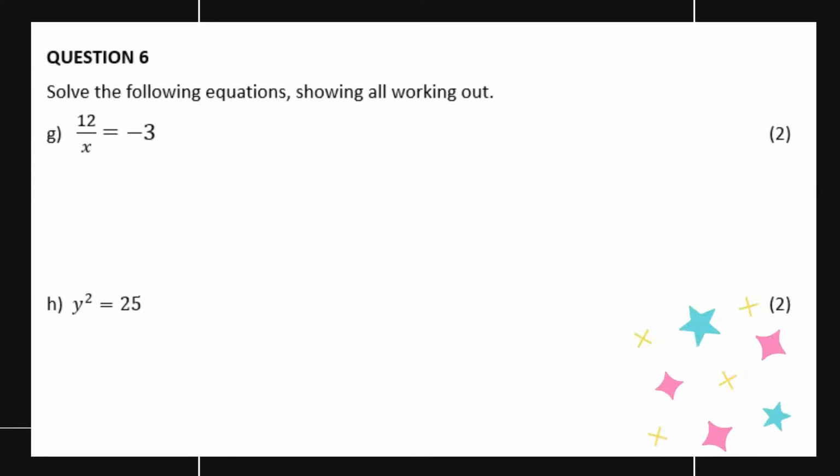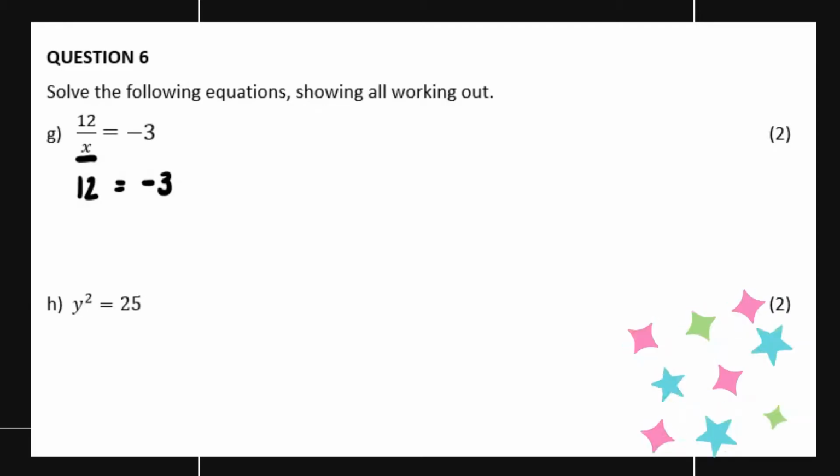In G, we now have 12 divided by x. We are first going to remove the x in the same manner as we just did in the previous question. So we will start off by saying 12 is equal to negative 3. Because we have divide by x on the left hand side, we will now say multiply by x. Let me just rewrite. So we will now have 12 is equal to negative 3x.